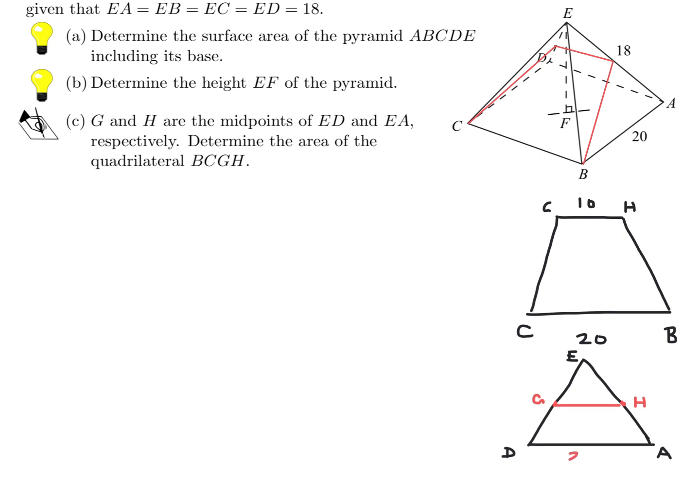Now DA, we know that's 20. Since G and H are midpoints, they're halfway up. So since they're halfway up, GH is going to be half of DA. That's just this basic property. So we're pretty close to getting this, actually. Already we have a lot, but of course we need that altitude in order to figure out the area of that quadrilateral. So that's our next step.